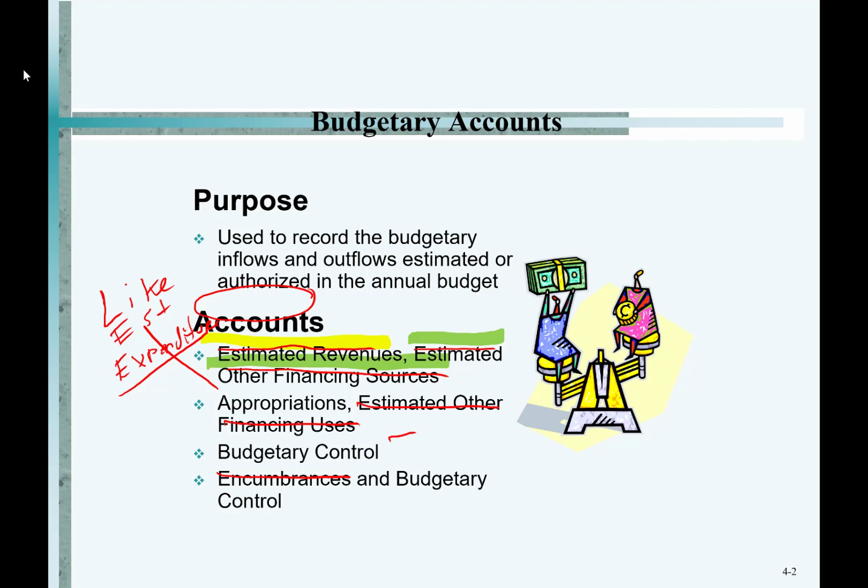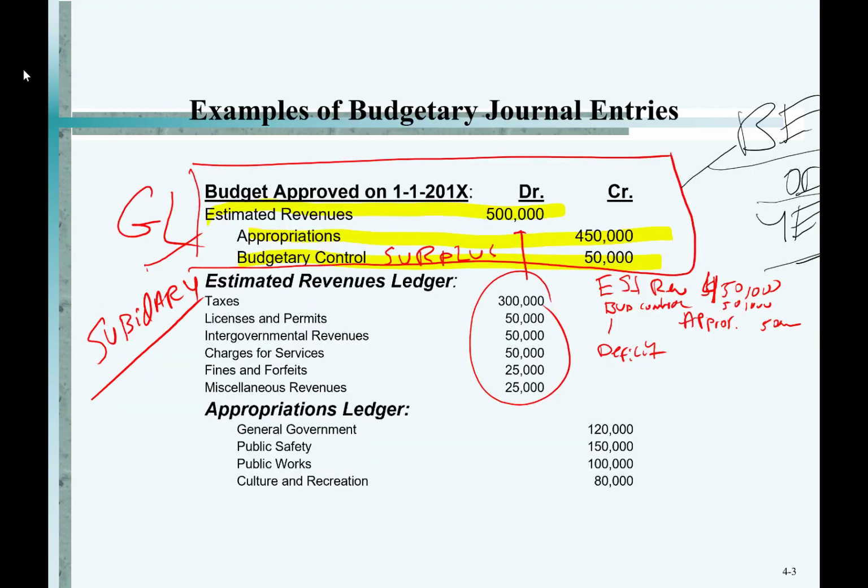Okay? All right, so these are just the account names right now, guys. And what we're going to do is go ahead and work with each one of these, starting with this slide right here, which is showing you the budgetary entry that you make at the beginning of the year when your budget is approved. So we debit estimated revenue. We credit the appropriation for the amount of the appropriation we got, and the difference between our revenues and our estimated expenditures goes to this account called budgetary control.